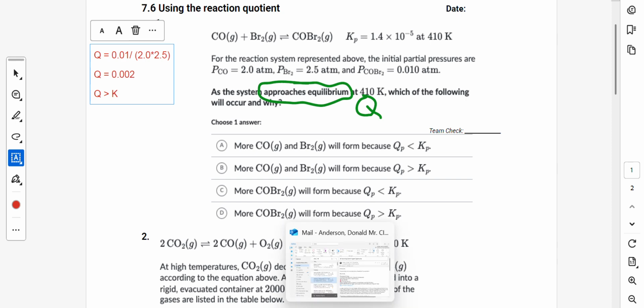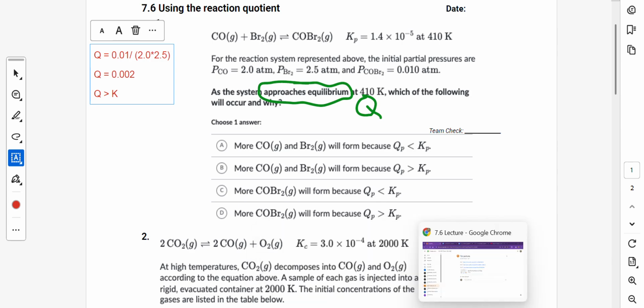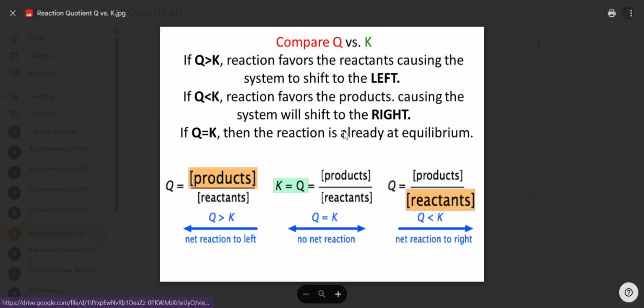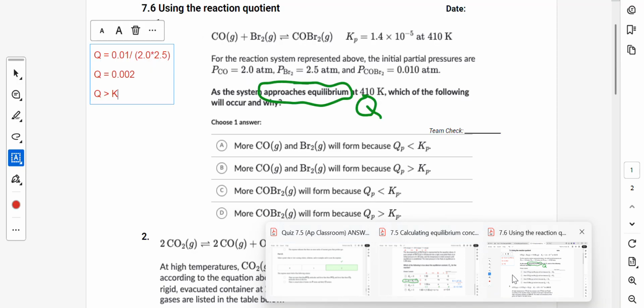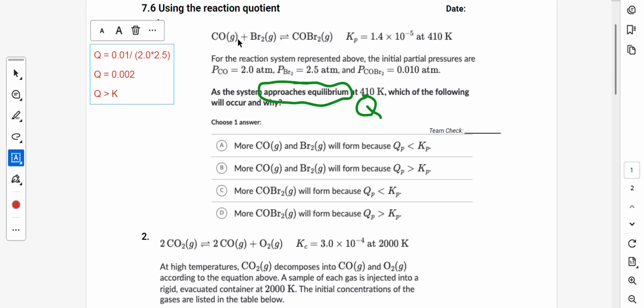So if Q is greater than K, the reactants are favored. It's going to shift towards the left. If we're shifting to the left, there's going to be more of the reactants, so more carbon monoxide and bromine gas will form because Q is less than K.